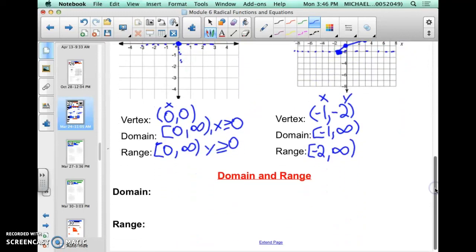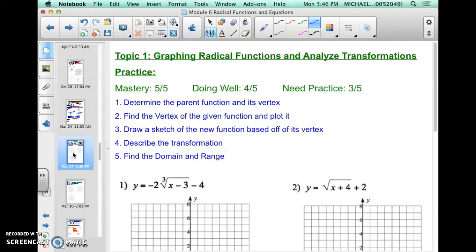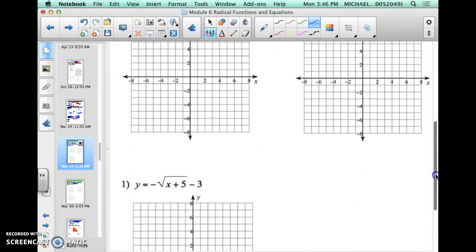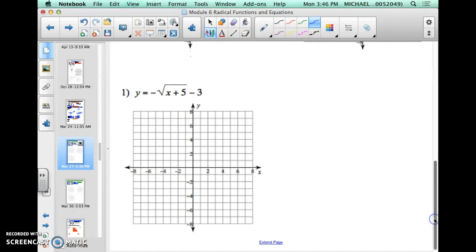One thing I want to point out in your practice, if I'm going to do number 1, but this bottom left one down here. Same thing, I'd identify the vertex. Hopefully you notice the one difference that exists is that negative, meaning it's going to reflect about the x-axis. So the vertex is negative 5 comma negative 3. I plot that negative 5 down to negative 3.